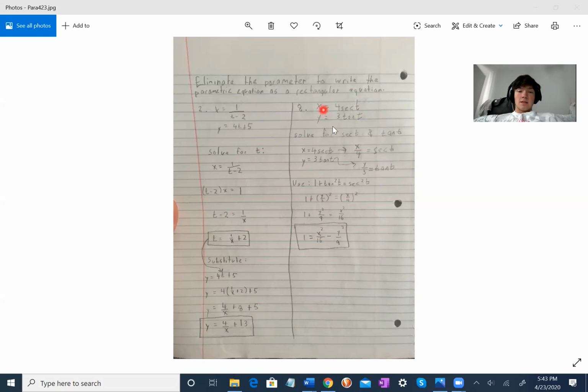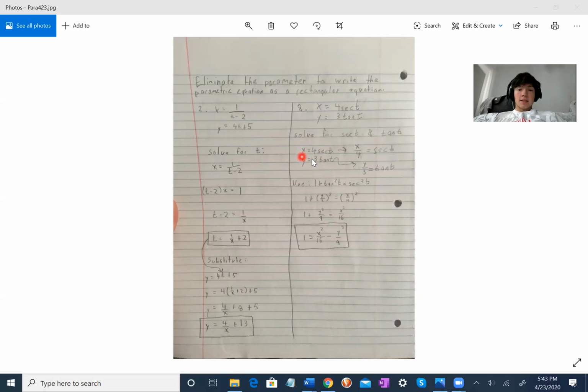Okay, so we have 8. Here we go. We have x equals 4 secant t and y equals 3 tangent t. Oh, sorry. So those were our equations. So to get it, what you want to always try and do is solve for secant t and tangent t.